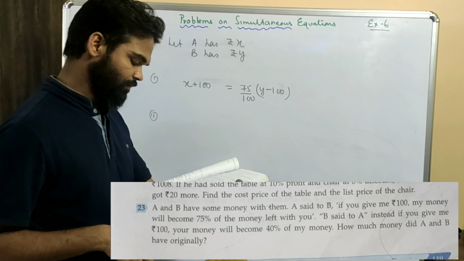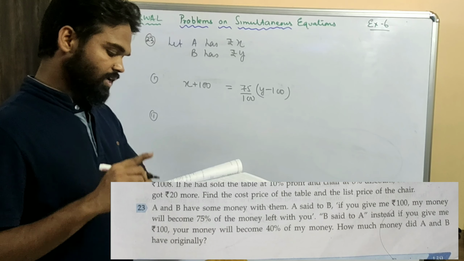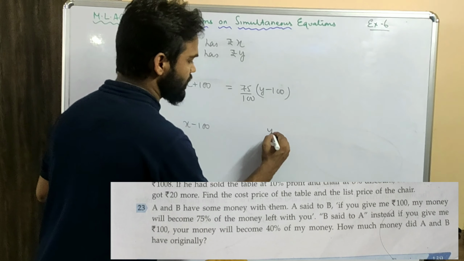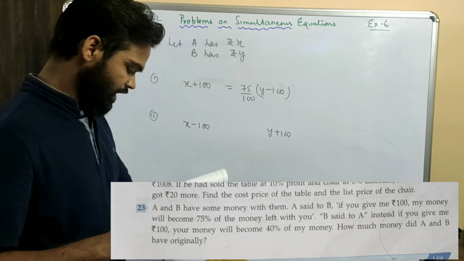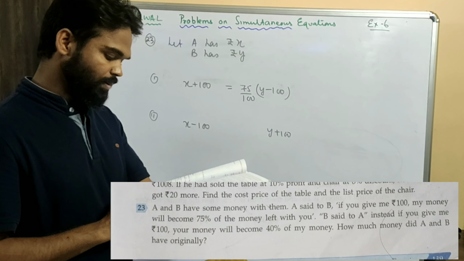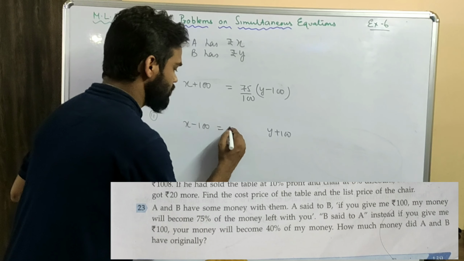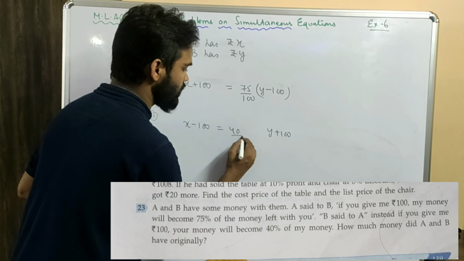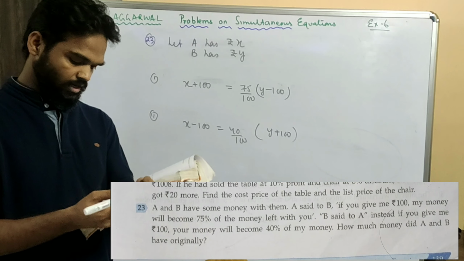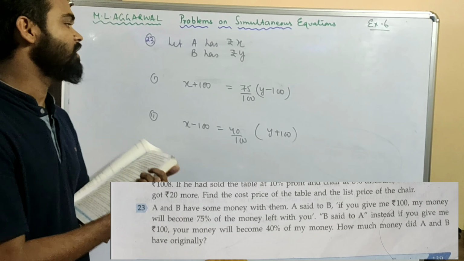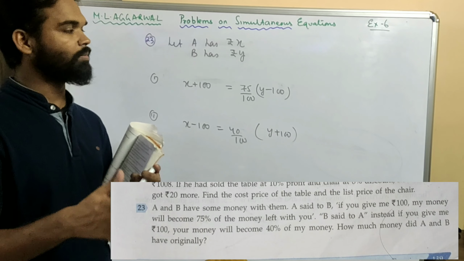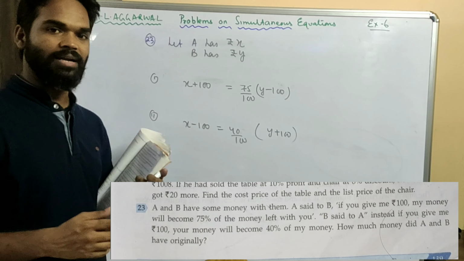Then B also said something. B said to A, if you give me rupees 100, so X minus 100 and B becomes Y plus 100, your money will become 40% of my money. So that is 40 by 100 of B's money. Clear? How much money did A and B originally have? Solve these two equations, get the values of X and Y. That will be your answer. Now look at the next sum.